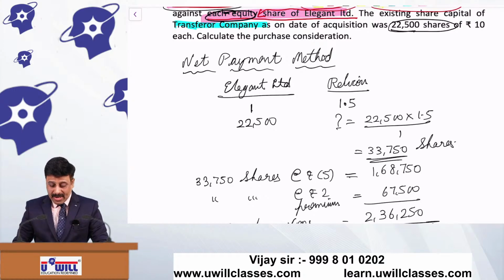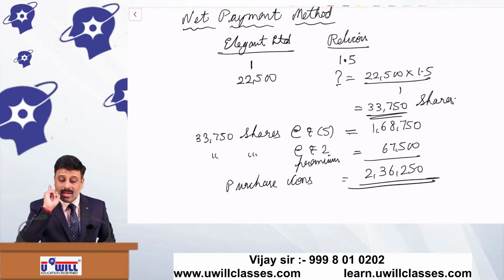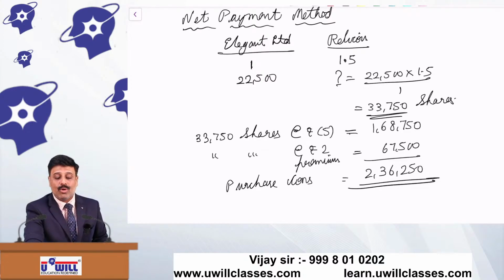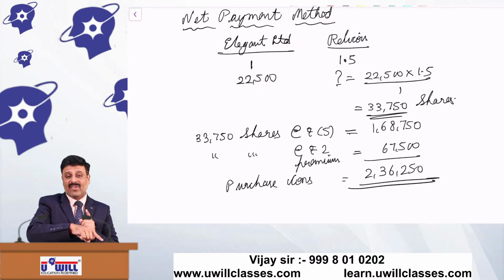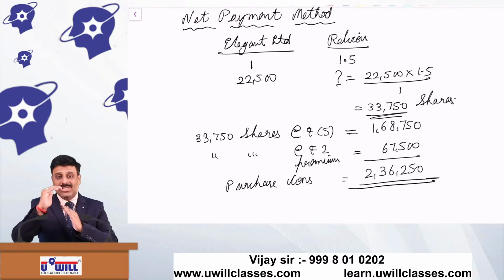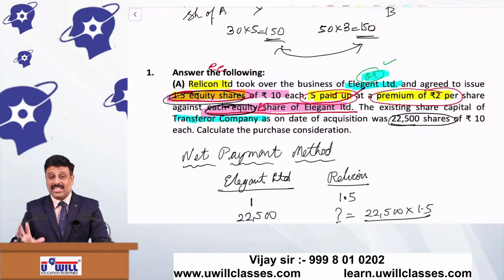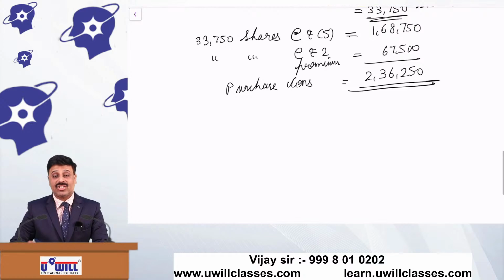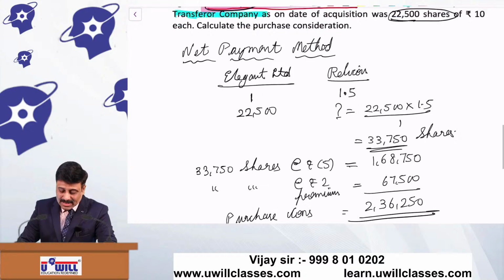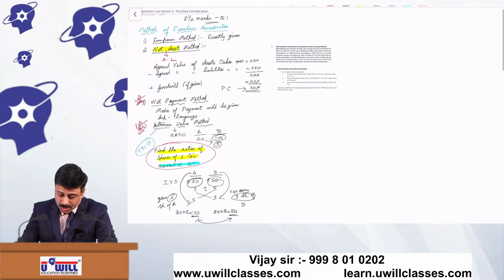So net payment method, I hope everyone is clear with this. As I said to you, modes of payment will be given. Here in this question only one mode of payment is given, and that is equity shares. And for that a ratio is given: for one share of Elegant, you get 1.5 shares of Relicon. Using that ratio, we find out how many shares of Relicon will be given. And then the question mentions that the shares will be 5 paid up with a premium of rupees 2. So the total value in terms of shares is 2,36,250. Now one similar question we will solve again of net payment method, then I'll take up the intrinsic value method as well.